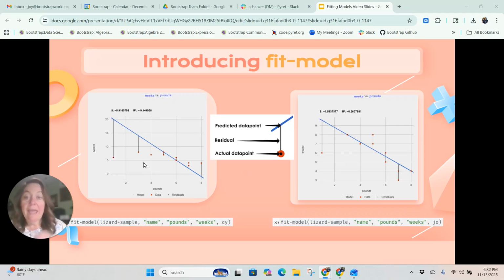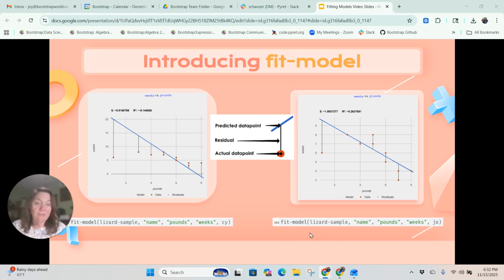These red points are the actual data points, the actual weeks to adopt for those lizards. The line is what's called the residual. The residual is the difference between the actual data and our predicted data from our model. And that's what the blue line represents, is our predicted data.